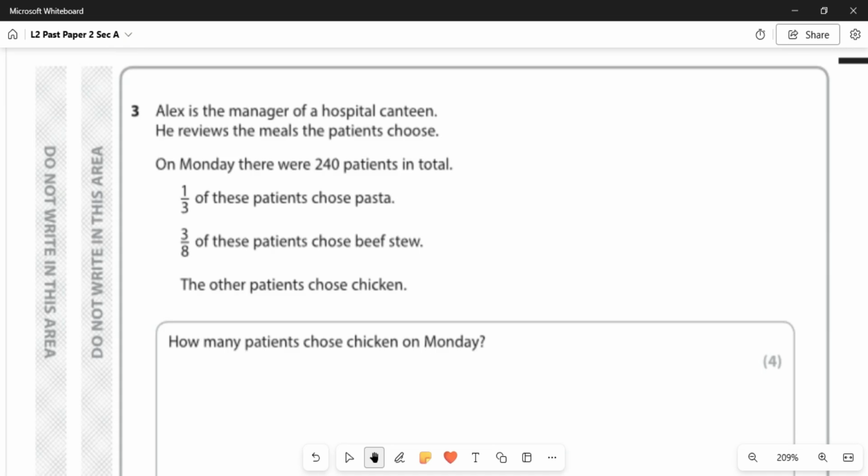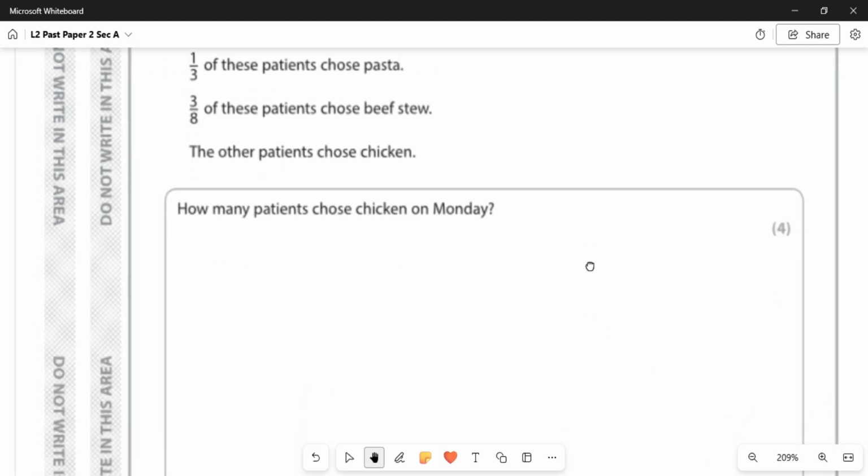Question 3. Alex is the manager of a hospital canteen. He reviews the meals the patients choose. On Monday, there were 240 patients in total. A third of these patients chose pasta. 3/8 of these patients chose beef stew. The other patients chose chicken. How many patients chose chicken on Monday? 4 marks.